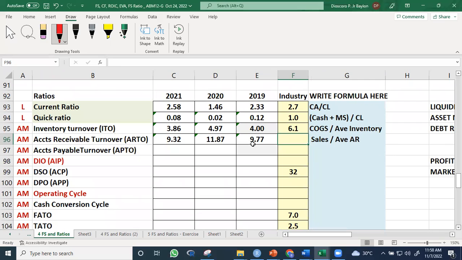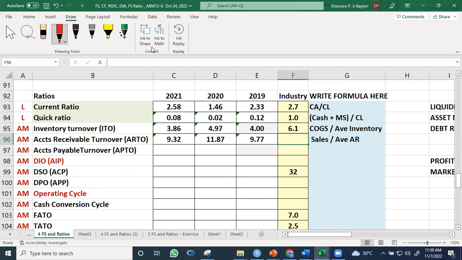No? You can see here that the ARTO is decreasing over time. Okay, from 9.77, 11.87, 9.32, 9.32 na lang. No? Mas mabagal yung pag-collect ng company. Okay, and then I'll furnish this next time. And most probably, ang naalala ko sa example na to, yung industry average is way more than the company's performance. So yun yung ARTO, guys.